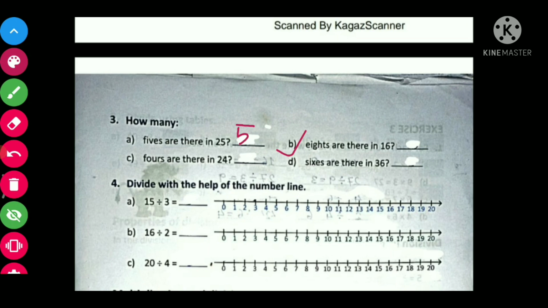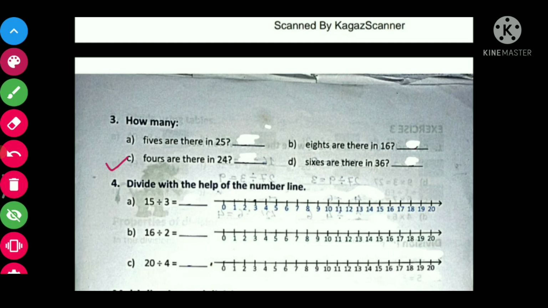Okay. Now see B part. So how many 8s are there in 16? So this one is 1 8 plus another 8. It will make what? 16. So total how many 8s are there? 2. But here we need to use the repeated subtraction. So we'll divide 16 by 8. Then we'll count the steps, right? So in 2 steps we'll get this one. Okay, so total 2 8s are there in 16.